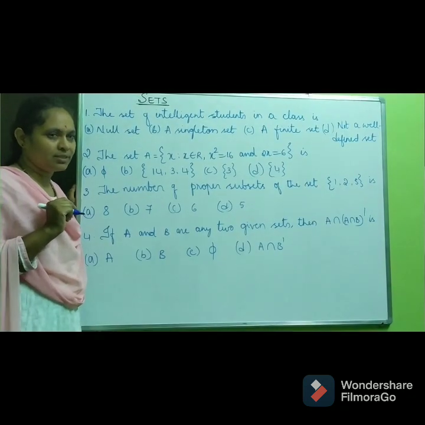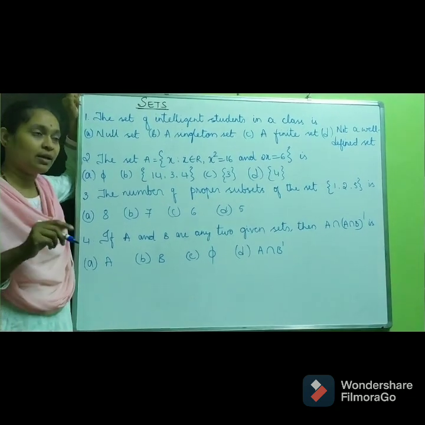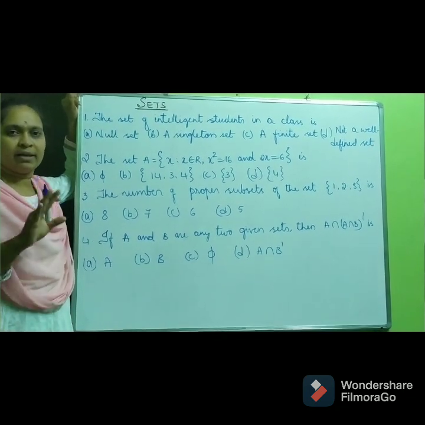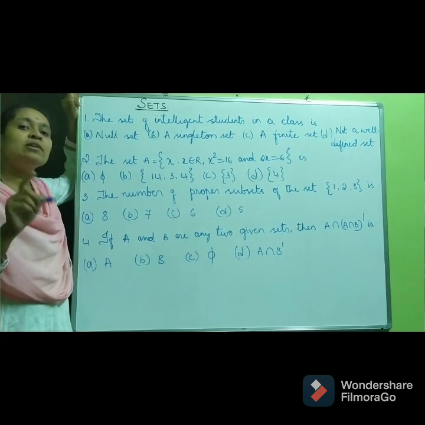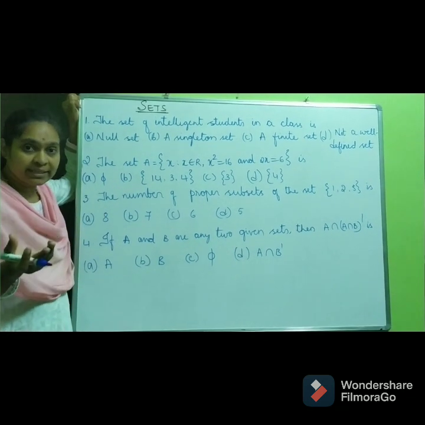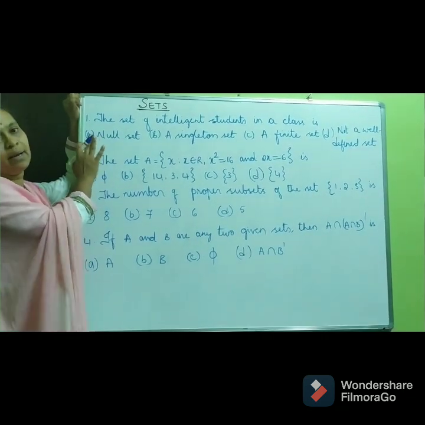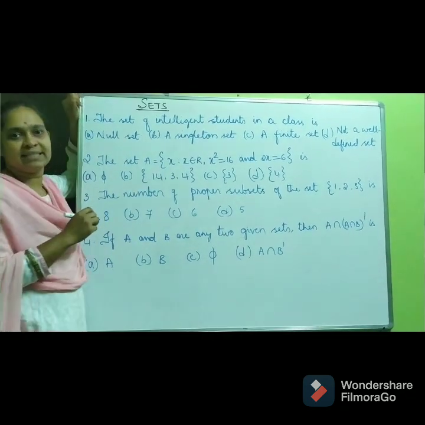Some problems. The first question itself is on definition. It is very, very important. Be careful of definition. Definition will mislead you about whether it is a null set or not a set. Look at this sum. The set of intelligent students in a class is.